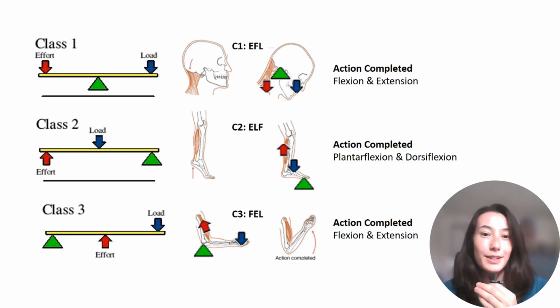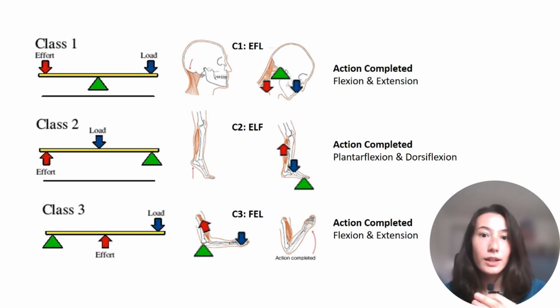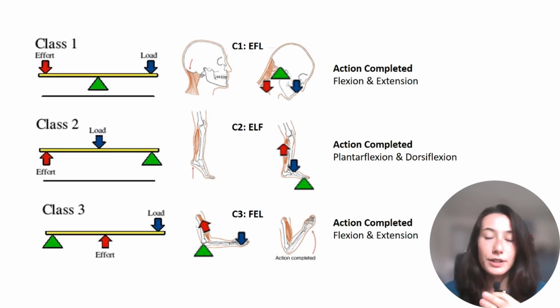Class 3 lever system. Where is the fulcrum, aka the joint? It's at the elbow, the humeral ulnar joint. Where's the load? It's the weight of the person's hand. It's the weight of the object that they're holding, if anything. Now the effort. Again, the effort is a muscle or a muscle group.